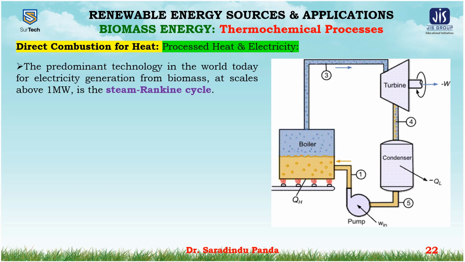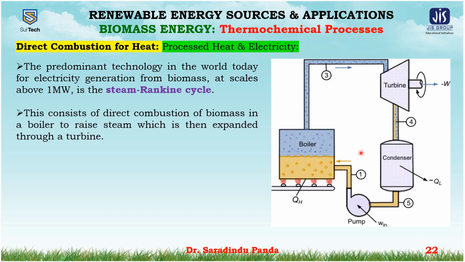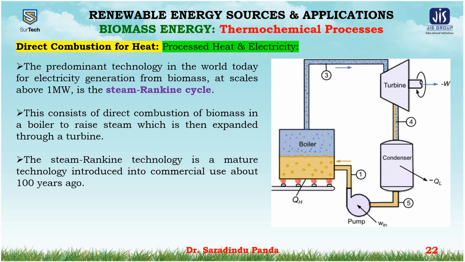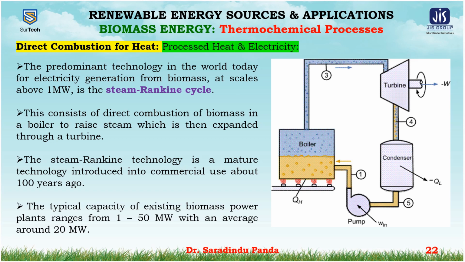Now the predominant technology in the world today for electricity generation from biomass at scales above 1 megawatt is the steam Rankine cycle, as shown in the figure. This consists of direct combustion of the biomass in a boiler to raise the steam, which is then expanded through the turbine. The steam Rankine technology is a mature technology introduced into commercial use about 100 years ago. The typical capacity of the existing biomass power plants ranges from 1 to 50 megawatt, with an average of around 20 megawatt.